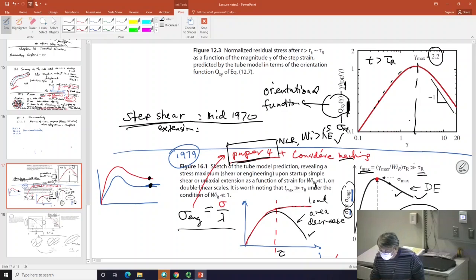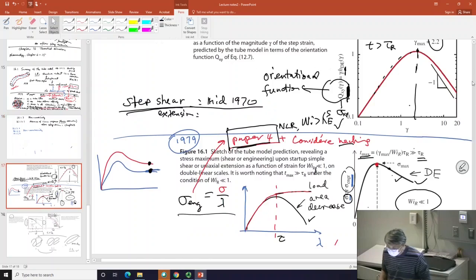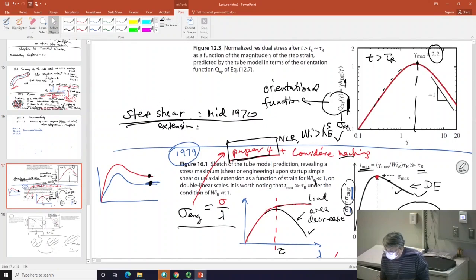So it says if you stretch beyond 2 at longer times, the stress you observe is smaller than when you stretched at 2. It makes absolutely no sense. No physics that I can comprehend.